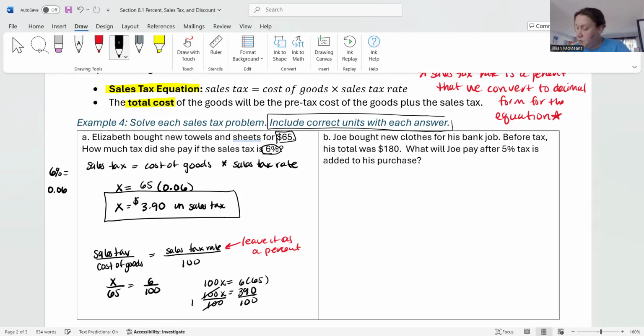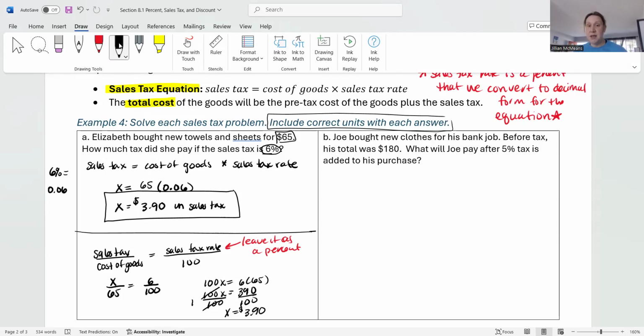100 divided by itself is 1, and we get x is 3.9, or $3.90. You get the same answer regardless of the method you choose, okay? I want to show you the proportion method just this once so you can kind of see how it works. But for pretty much everything we're going to do the equation method, which is what's at the top of this box, okay? So sales tax equals the cost of goods times the sales tax rate, okay?